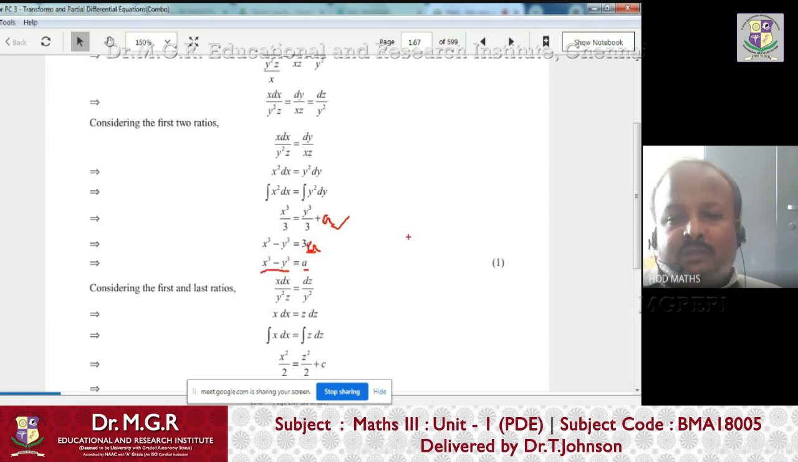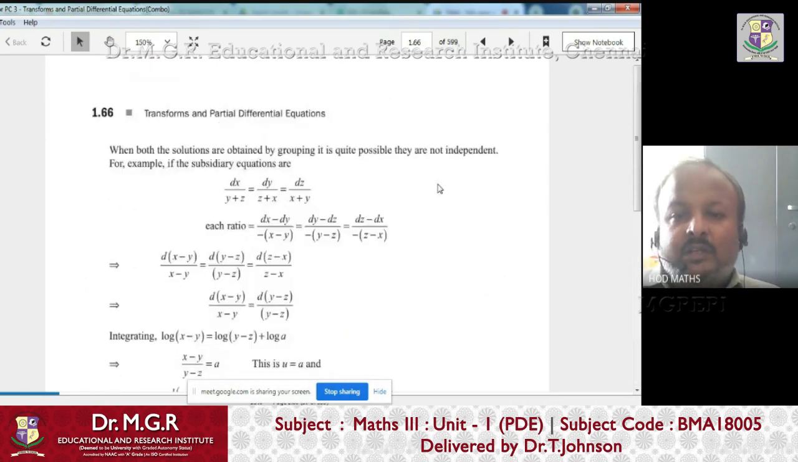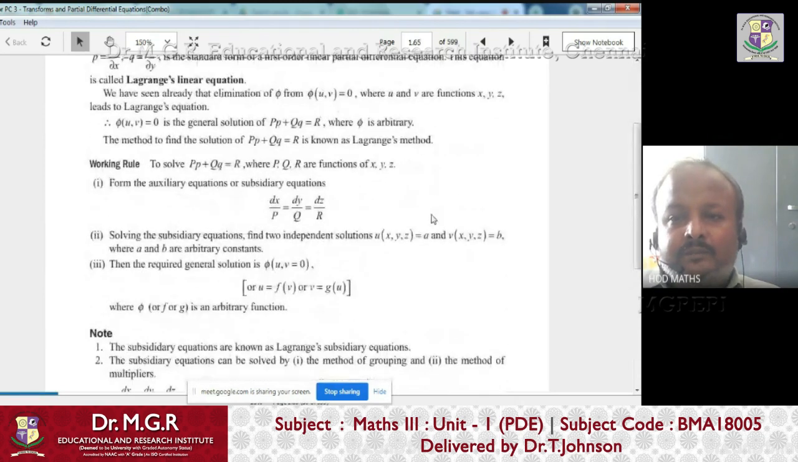x cube minus y cube. This x cube minus y cube, whatever we are getting from taking the first two terms, is nothing but a relation between x, y, z. So that is nothing but your u, right? So whatever you are getting, x cube minus y cube by a, that is nothing but u.